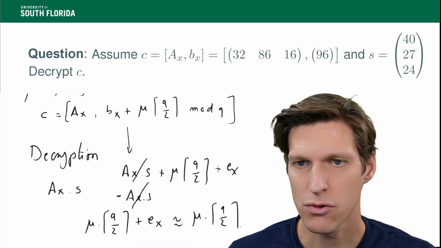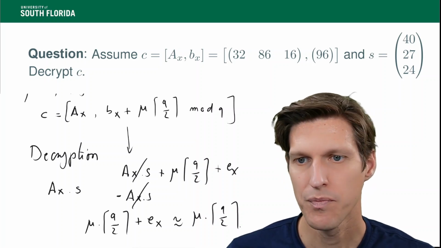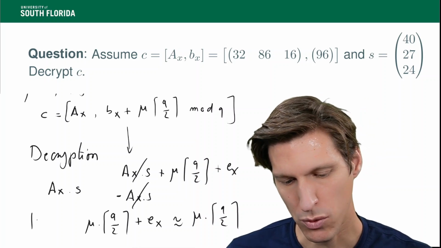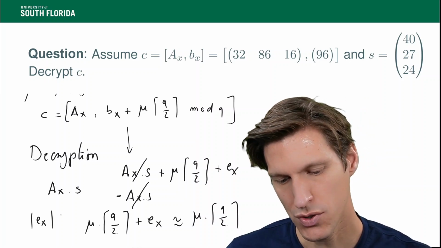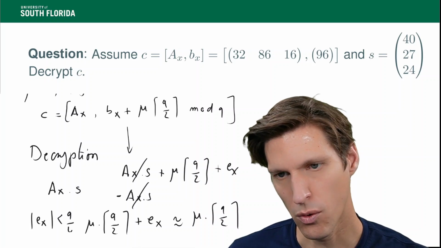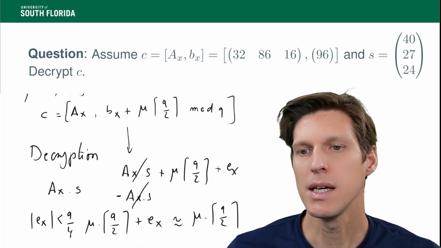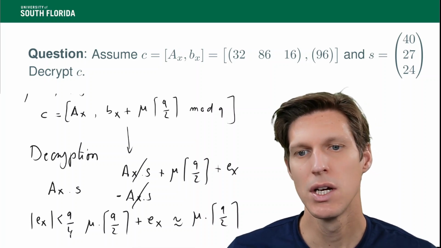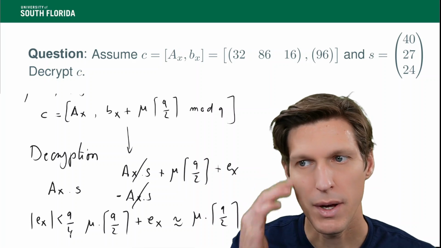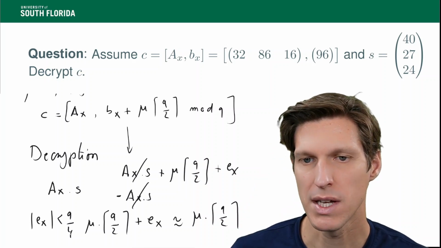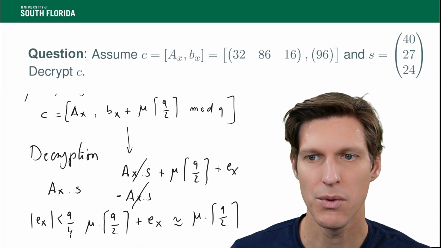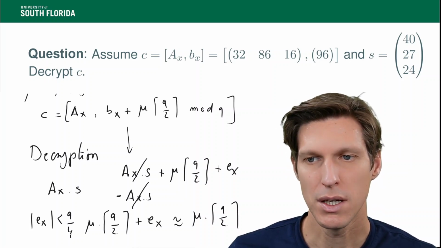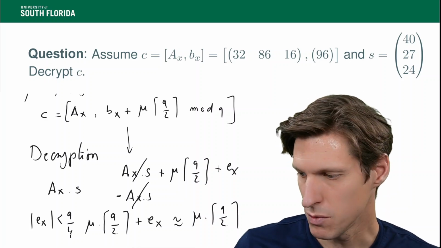The error you're not in control of as the person who decrypts. However, what you know is it will be small enough. And what people do, of course, is we choose it to be less than Q over 4. So that if mu Q over 2 plus the error is close to 0, modulo Q, so it's at distance at most Q over 4 of 0, then we'll declare it to be 0. And otherwise, mu will be set to be 1.